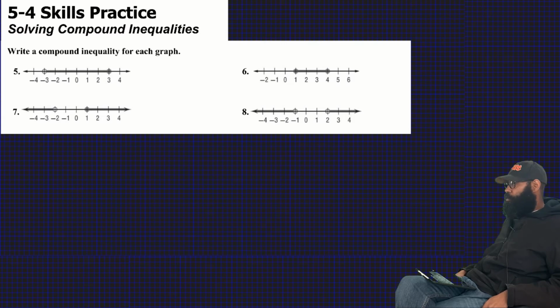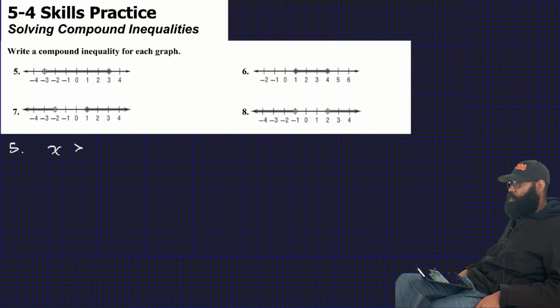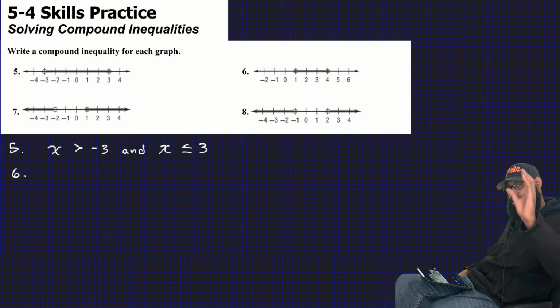So starting with number 5, looks like I have a circle or a point at -3 and +3. So I'm going to start with X is greater than, not equal to, just greater than, it's an open circle, -3. And X is less than 3. Now equal to because closed circle, less than or equal to.